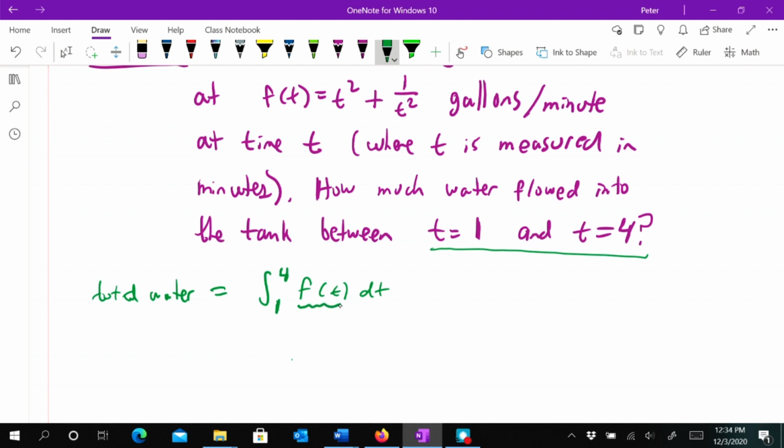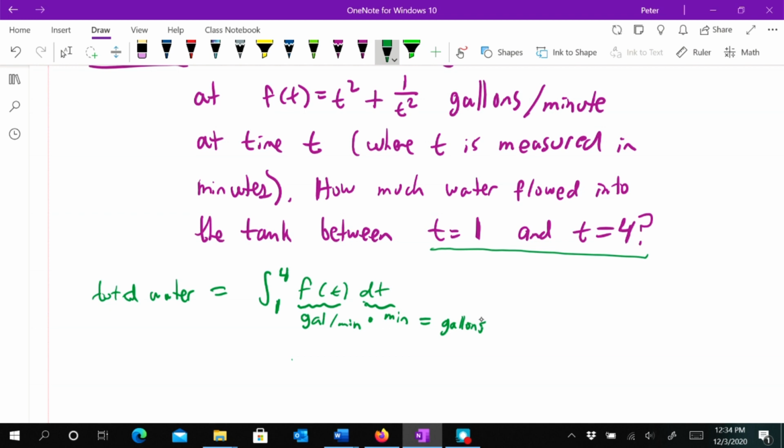And we can pretty much guess that we've got the integral set up right because f of t is measured in gallons per minute, and dt is measured in minutes. So when I multiply them together, I get gallons. And that's the quantity I want. If I'm asking how much water flowed in between two times, I'm not going to answer it in gallons per minute. You're going to answer it in gallons.